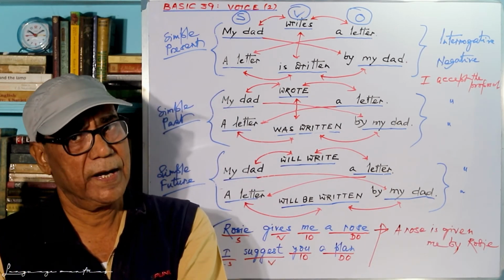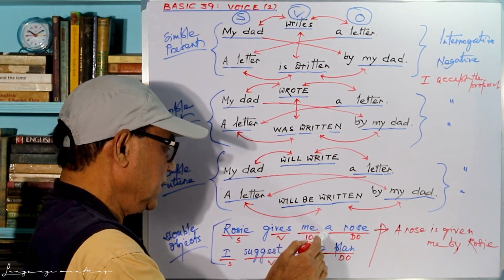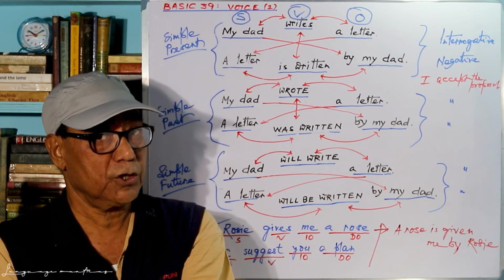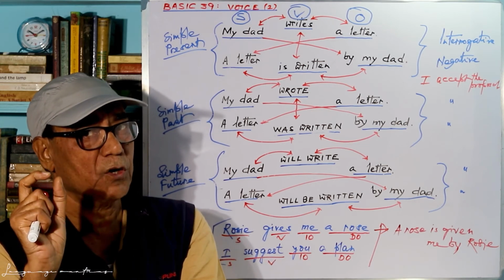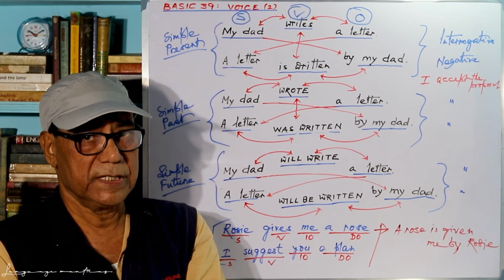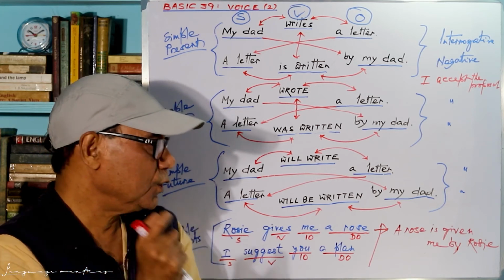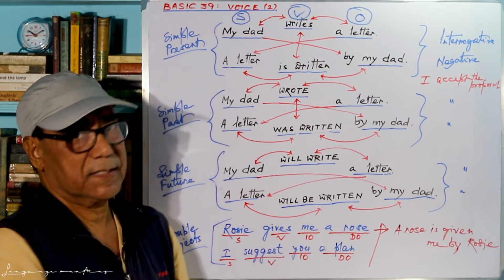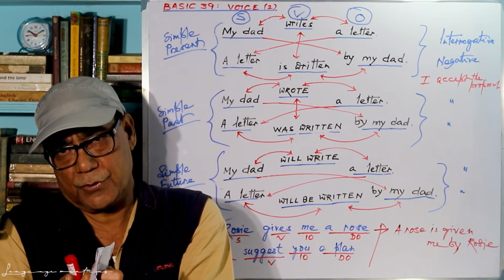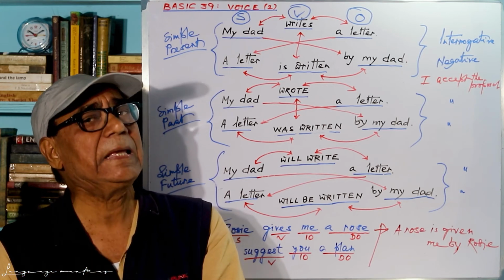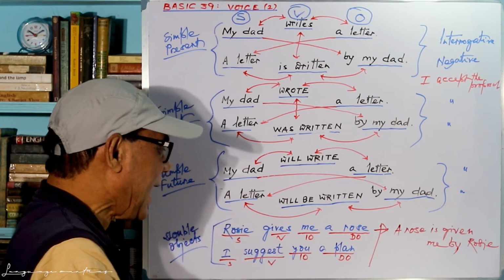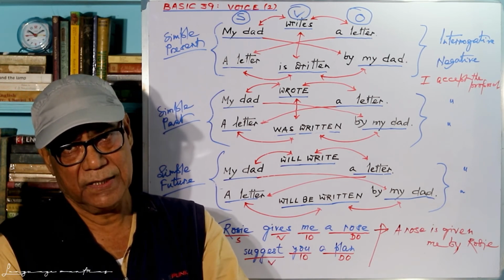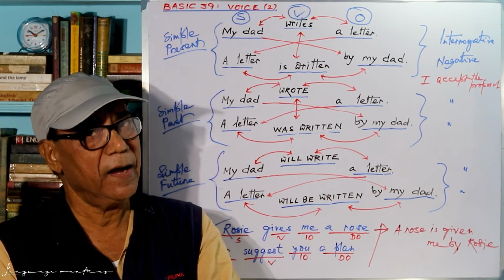A rose is given by Rosie, but we have indirect object me. So a rose is given me, not to me. Here we have to write only me. So a rose is given me by Rosie. And I now want to make me the subject. So me is an object, of course. So the subject form of me is I. So I am given a rose by Rosie.